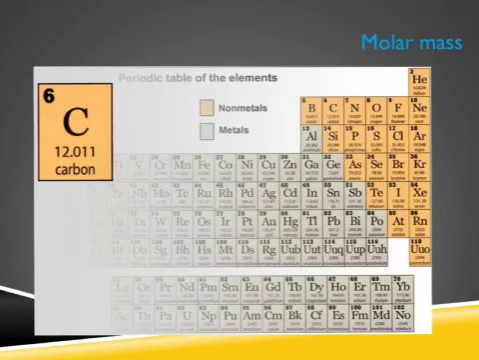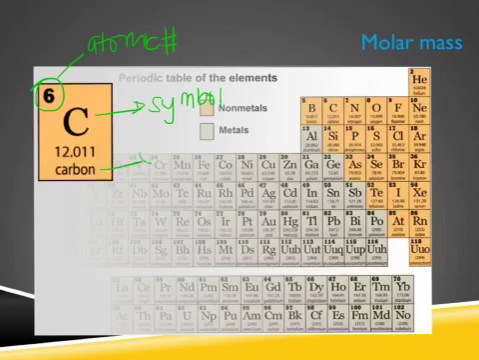So let's go ahead and take an example from the periodic table. Let's take carbon for an example. There are going to be 4 pieces of information on your periodic table. A whole number, which represents the atomic number. Then you're going to have a symbol for your chemical. Then you're going to have the name of your chemical. And the final thing is the molar mass of your element.